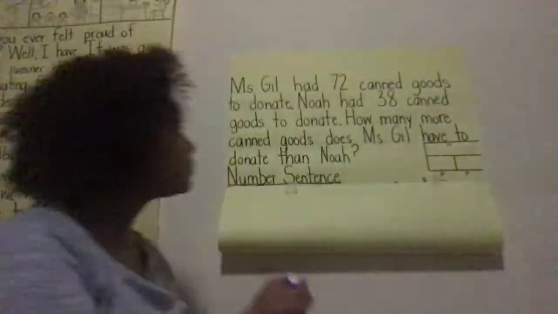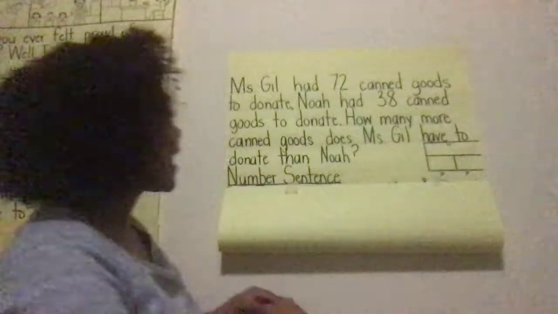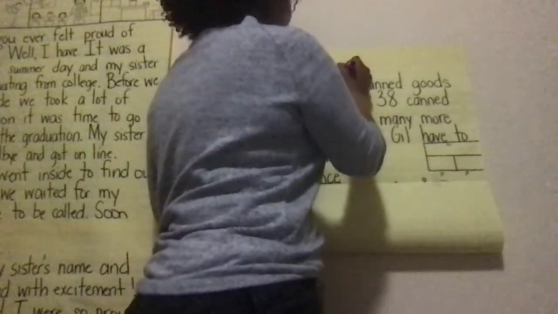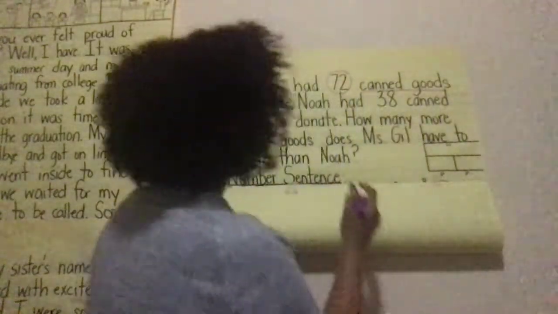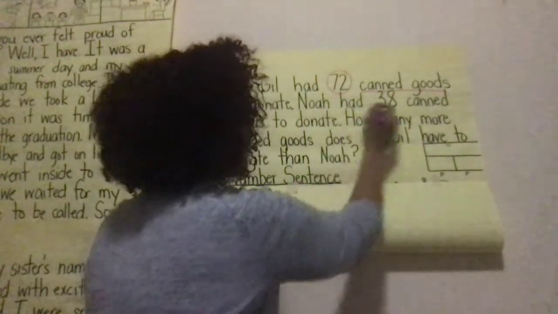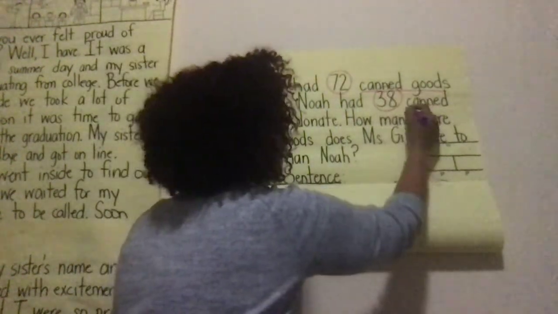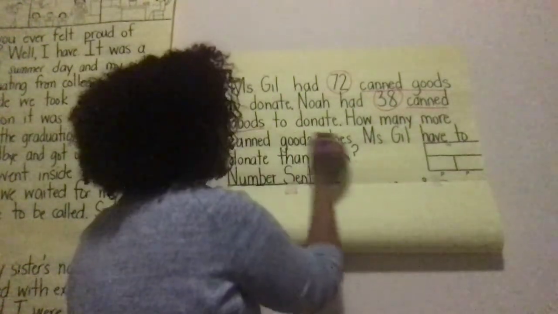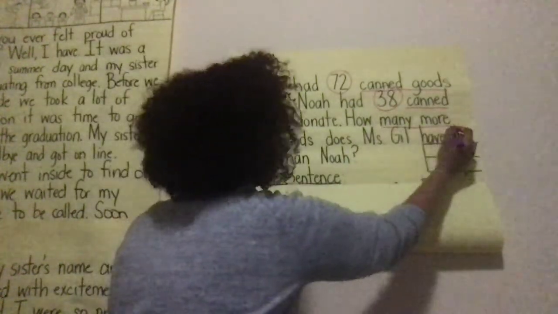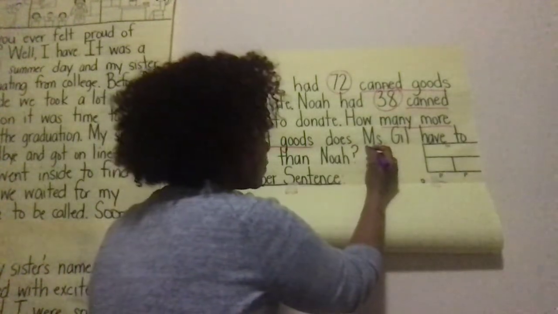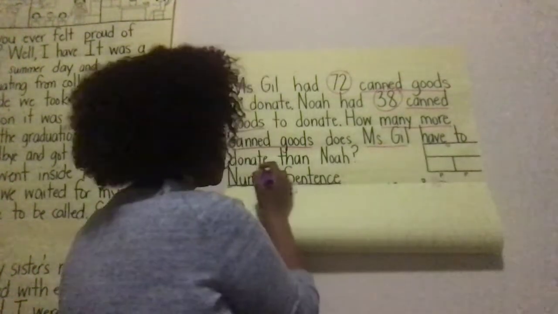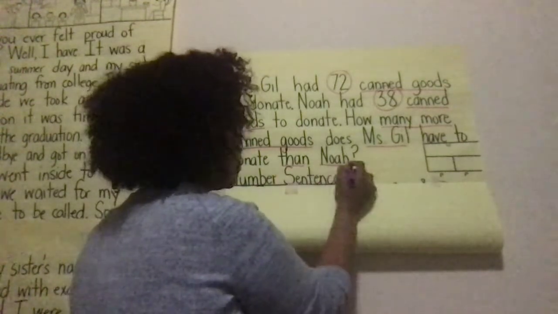So I'm going to read it and mark it up at the same time. Miss Gill had 72 canned goods. Noah had 38 canned goods. How many more canned goods does Miss Gill have to donate than Noah?